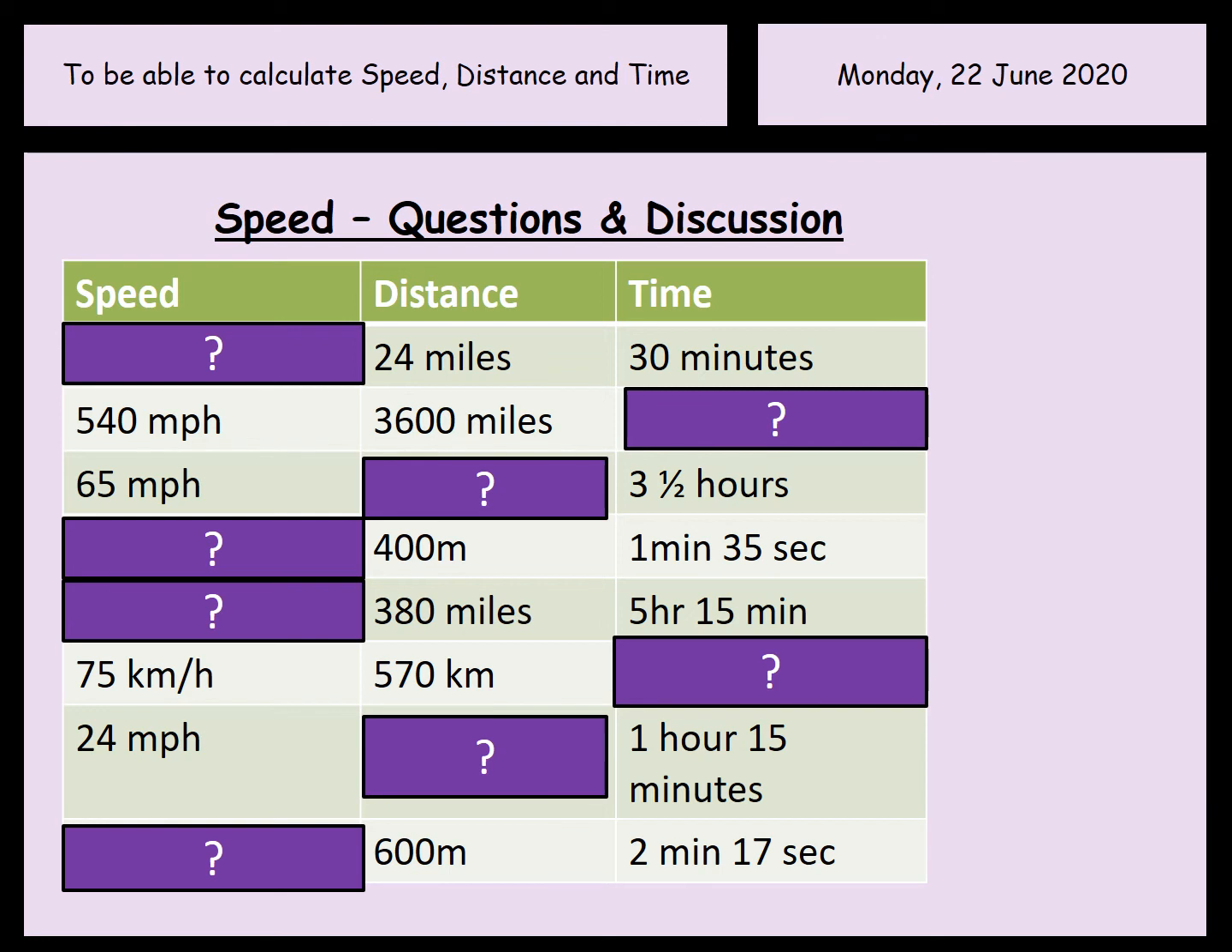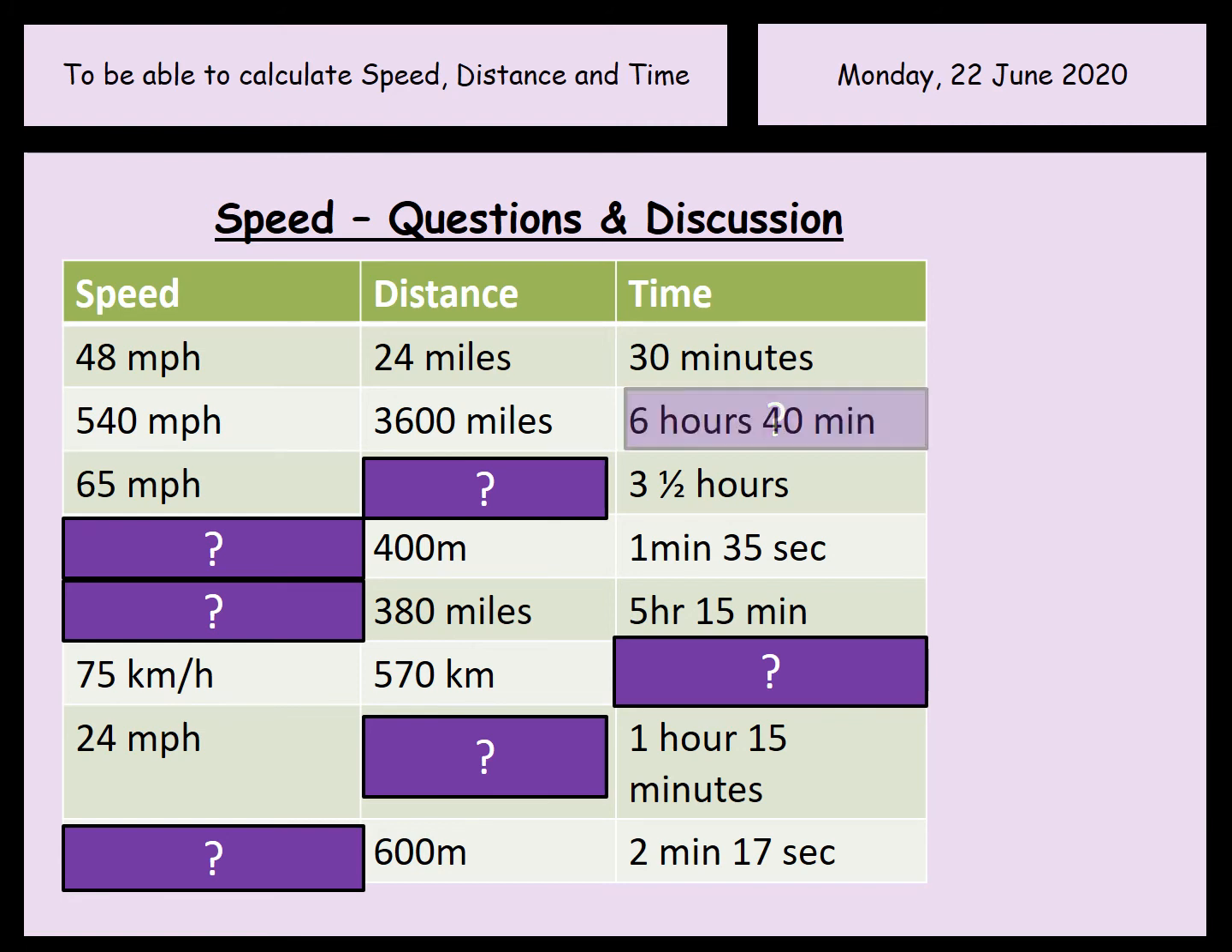Okay, so for the first one, we should have got 48 miles per hour. Be careful here because this is in minutes and you need it to be in hours. We're never going to calculate miles per minute. Time, 6 hours 40 minutes. Again, if you've got something other than 40, look back at what we did at the starter. Remember, you might need to do a bit of conversion.